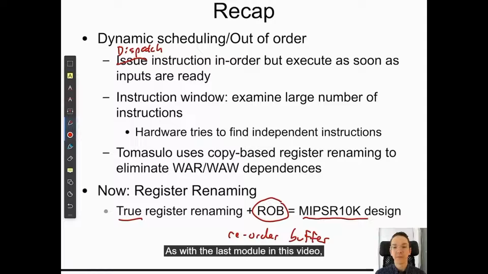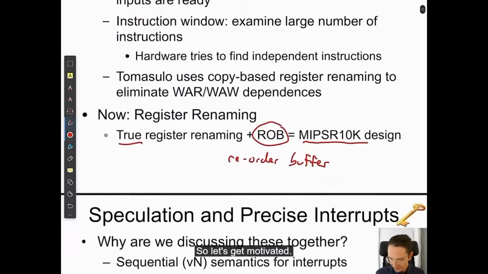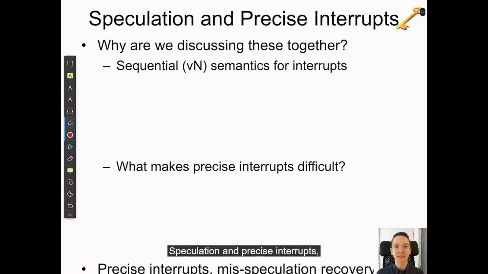As with the last module, in this video, we'll start with the motivation. We're going to cover all the problems that we're facing and that we expect to solve in the rest of the module. We'll see the high-level conceptual ideas, and then we'll dive into a microarchitectural implementation and several examples of how the structures are used in that implementation. So let's get motivating. Speculation and precise interrupts.